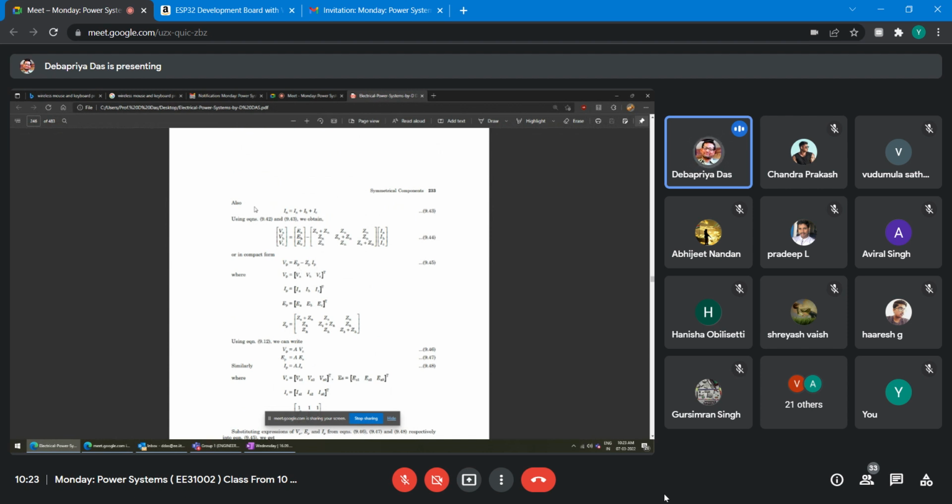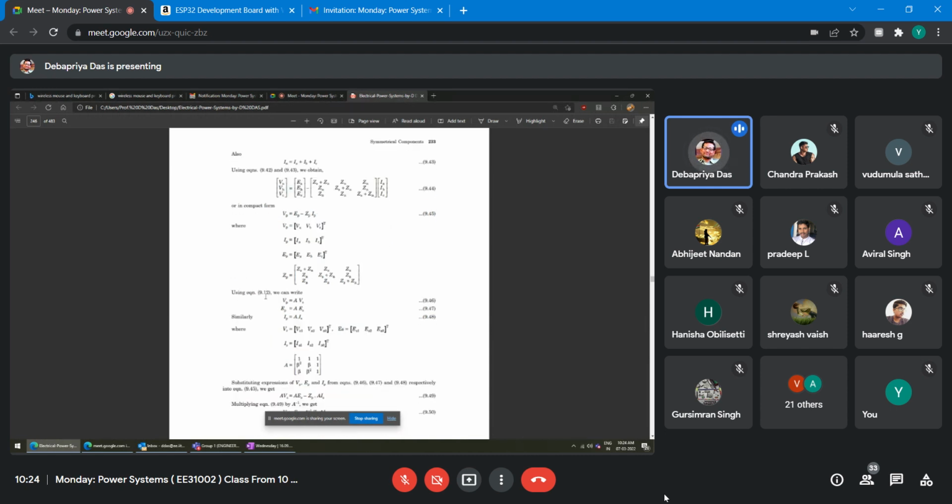VP is equal to VA, VB, VC transpose. IP is equal to IA, IB, IC transpose, and EP is equal to EA, EB, EC transpose. P stands for phase. And ZP is equal to this 3 by 3 matrix. Now, if you go to equation 12, you know that VP is equal to AVS. This we have done previously. Similarly, EP is equal to A into ES, same thing, and IP is equal to A into IS. If you go to equation 12, you will get all these things.